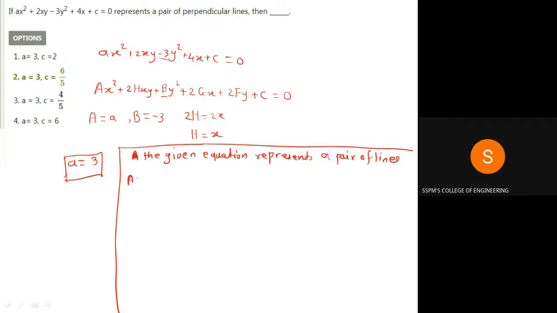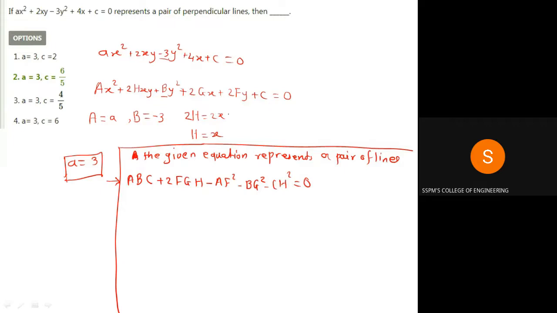abc plus 2fgh minus af square minus bg square minus ch square is equal to 0. So whenever the given equation represents a pair of lines, you can write this formula: abc plus 2fgh minus af square minus bg square minus ch square is equal to 0.